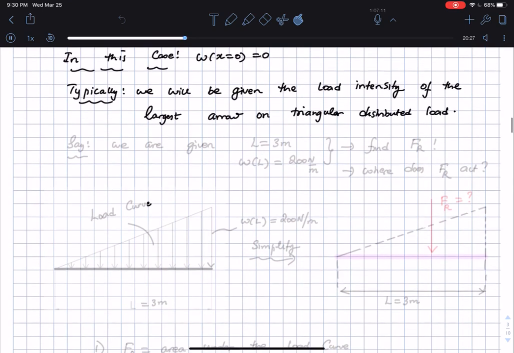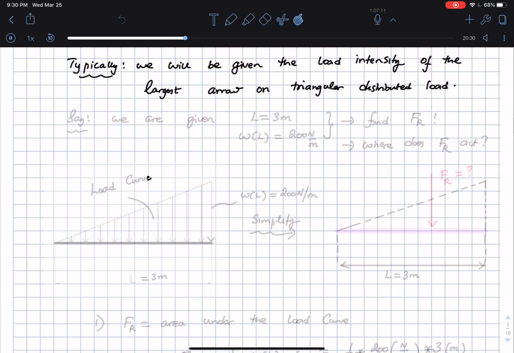Okay, so we come back to our figure, which is the triangular loading, and let us say that in our problem we are given the length L is equal to 3 meters, and W at L is given to us as 200 newtons per meter. We need to find FR and where it acts. These are the two things that we need to find out.